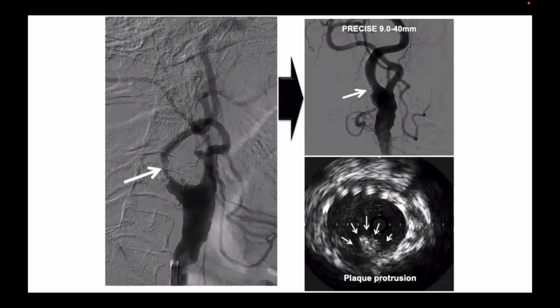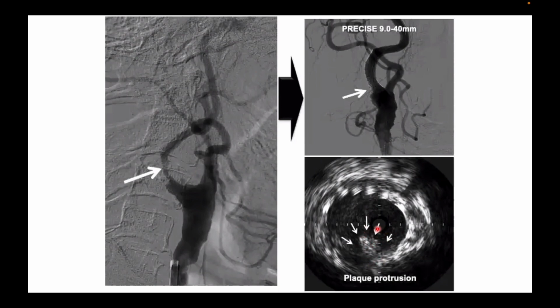At times you get plaque prolapse within the stent, and the best way to visualize that is with an IVUS. So if you look at the carotid over here, once the stenting is done, there is haziness in this region. This is within the stent. So an IVUS is showing a plaque prolapse over here.